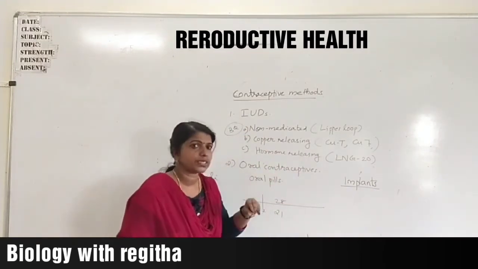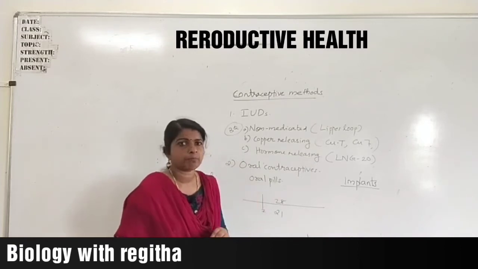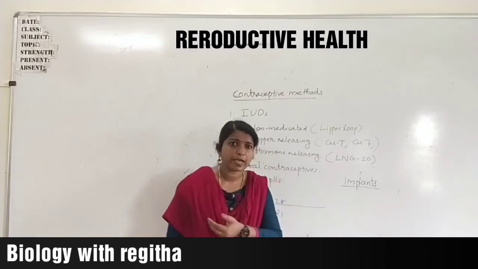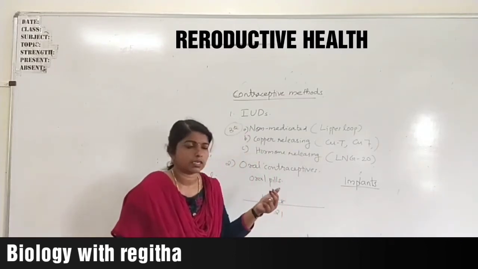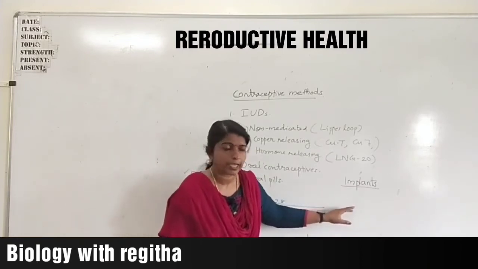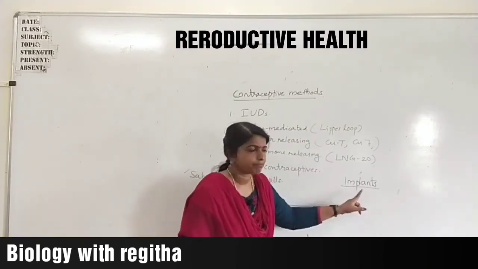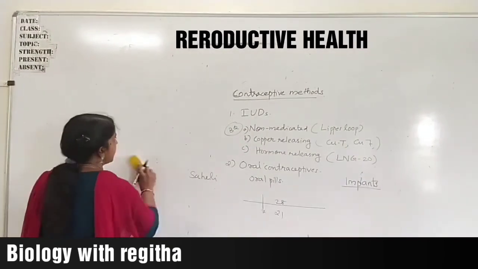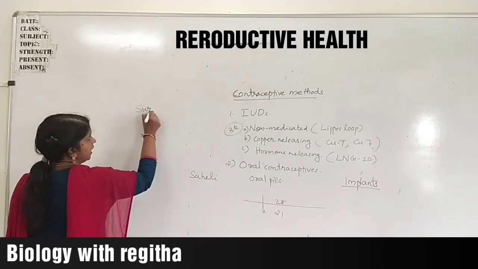And in all the cases, these hormones reduce the capacity of implantation. It makes the uterus unfit for implantation. It reduces the cervical mucus, thereby preventing the entry of sperms, and it also prevents ovulation. Okay, that is implants.